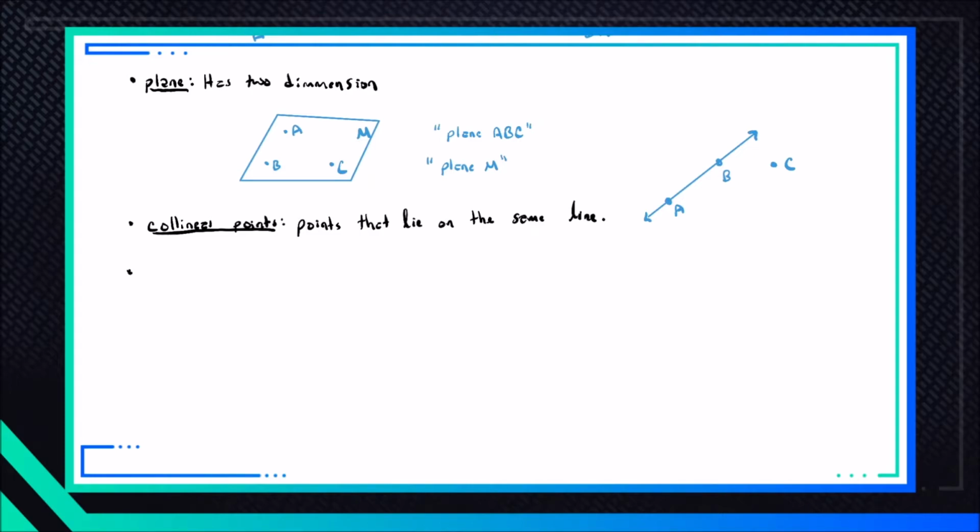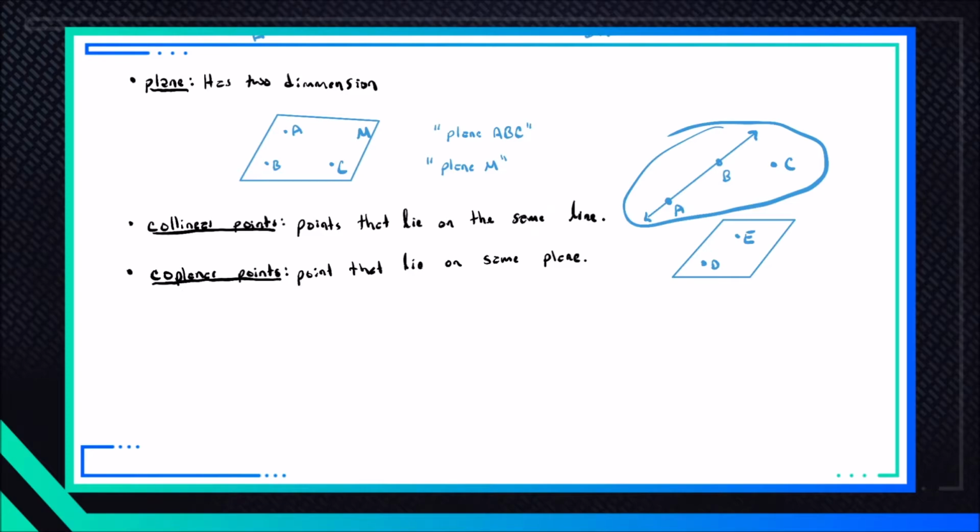And coplanar points are going to follow a very similar structure. Coplanar points are just points that lie on the same plane. And so now if we were to draw a plane over here, and we put the points D and E on this plane, notice that D and E are coplanar with one another, but D and E are not coplanar with any of these 3 points up here. They're all on separate planes.